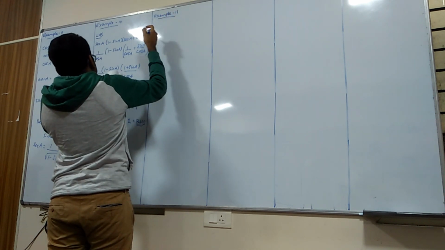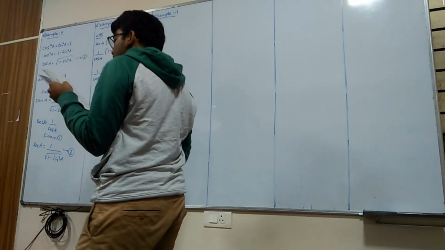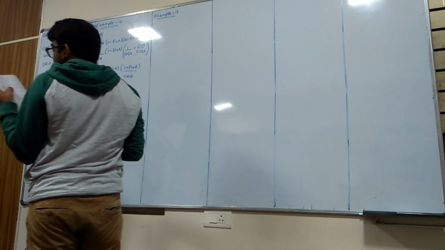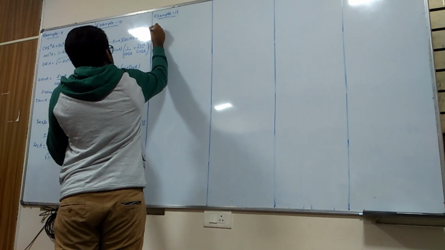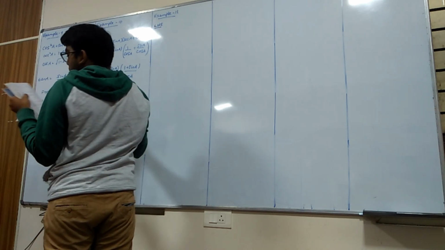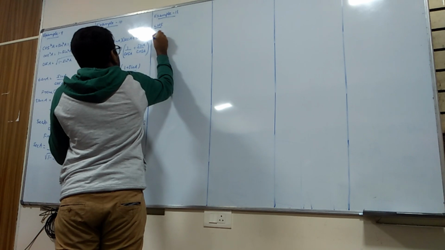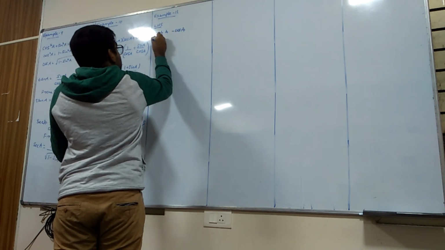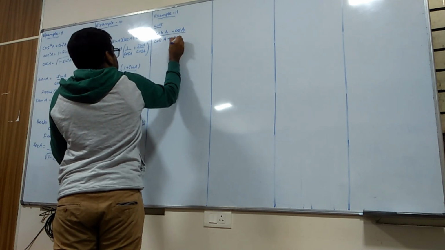They asked us to prove that (cot A minus cos A) divided by (cot A plus cos A) is equal to (cosecant A minus 1) divided by (cosecant A plus 1). Okay, this is very simple. We'll again consider the LHS because that is complicated. So I will take (cot A minus cos A) divided by (cot A plus cos A).